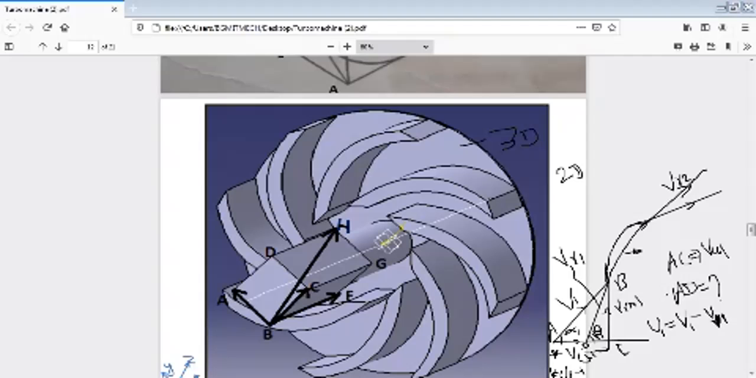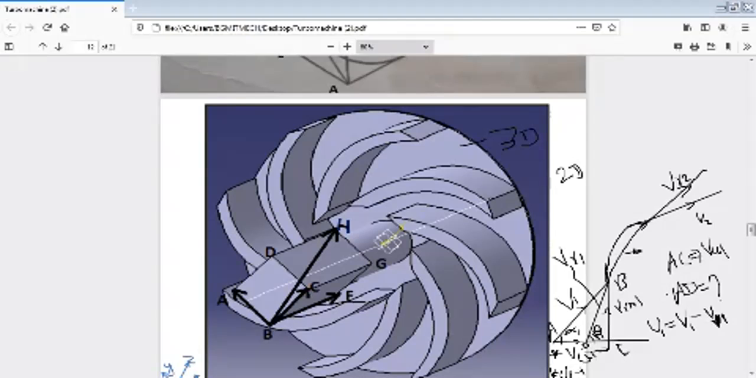This is along the blade tip at the outlet. Then this is V2. So V2 is the absolute velocity. Here V1 has the components VU1 and VM1.